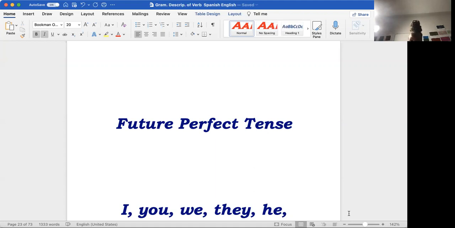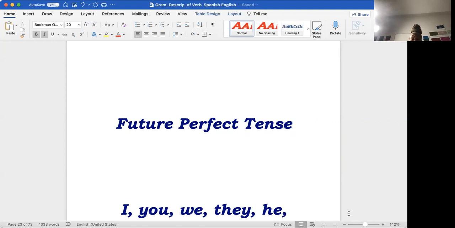So I'm aware of it. So once again, let me just teach the structure, and later on down the line, I will explain how to use the future perfect tense and the conditional perfect tense. Not just to non-native speakers, maybe even to native speakers. It's a different way of thinking.